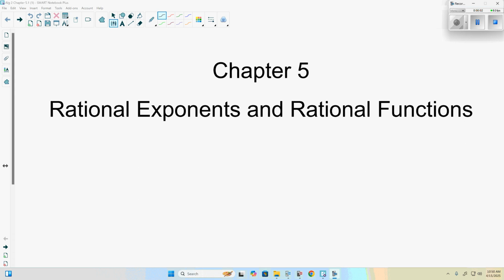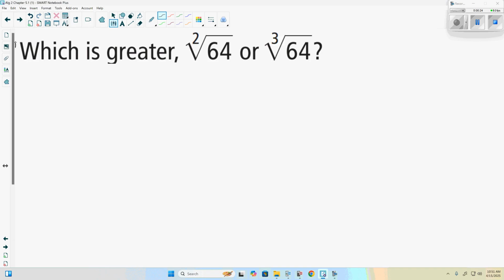All right, guys, our next chapter and our last chapter is chapter 5, rational expressions and rational exponents. So when we're talking about rational, especially here, we mean fractional exponents or radicals. This is our chapter over radicals: square roots, cube roots, fourth roots, any of these.